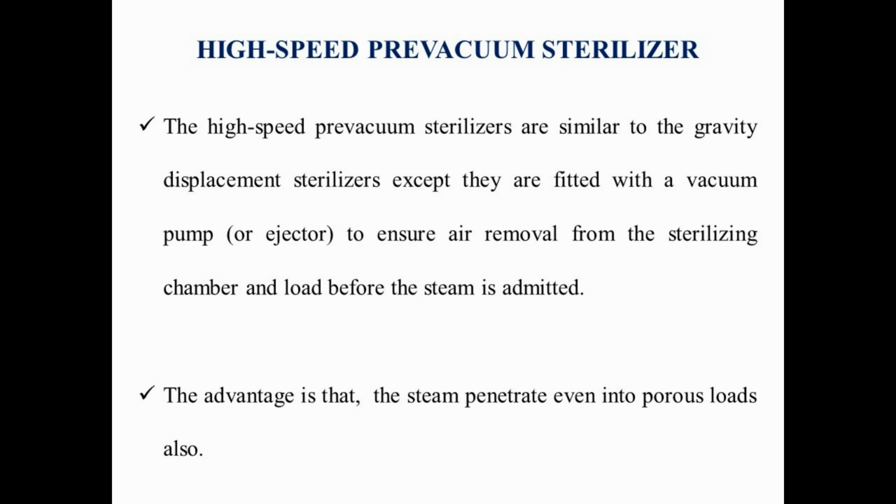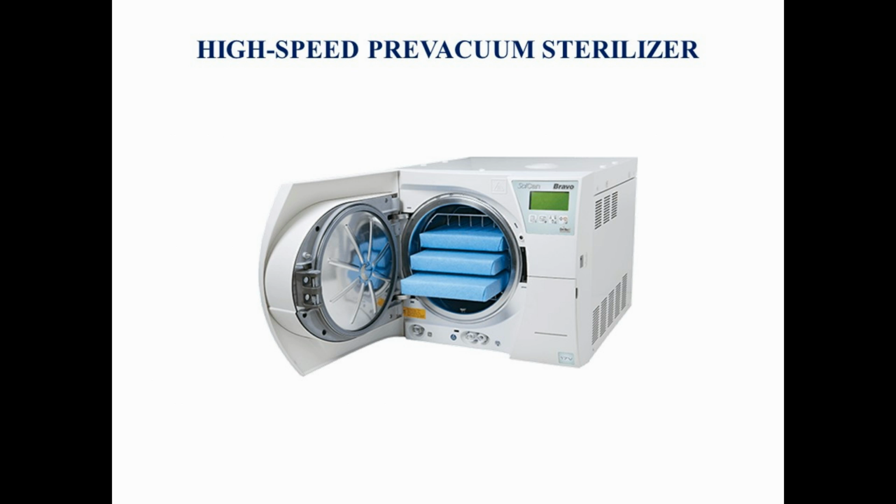High-speed vacuum sterilization. The high-speed pre-vacuum sterilizers are similar to the gravity displacement sterilizers, except they are fitted with a vacuum pump or ejector. To ensure air removal from the sterilizing chamber and load before the steam is admitted, the air is mechanically removed from the chamber and load through a series of vacuum and pressure pulses. This allows the steam to penetrate porous areas of the load that couldn't otherwise be reached with simple gravity displacement.